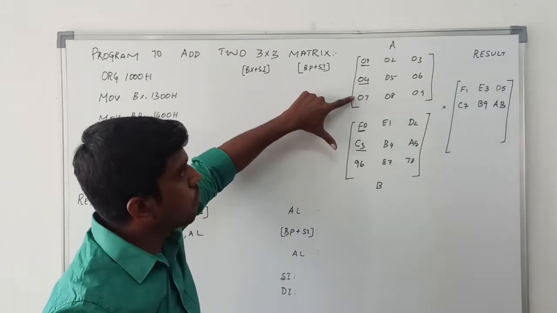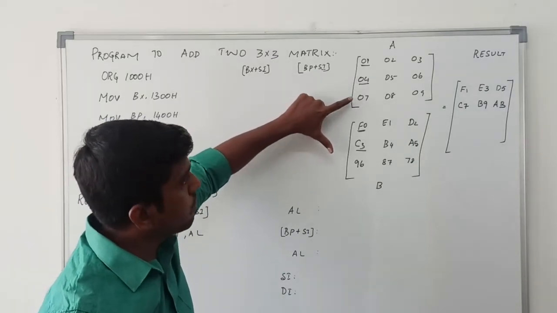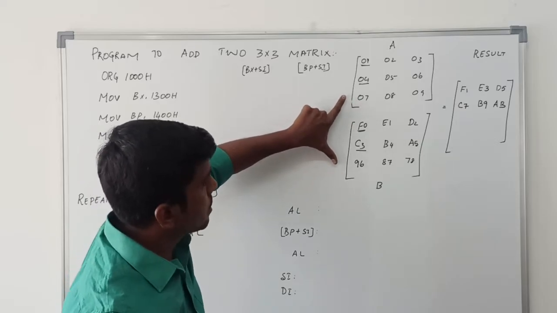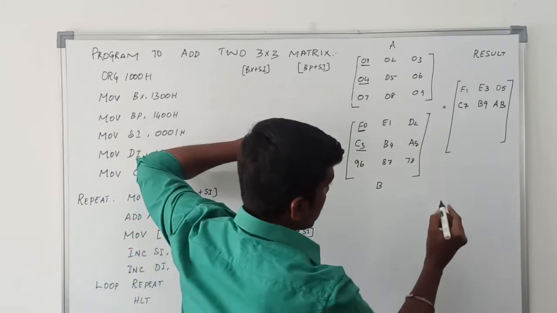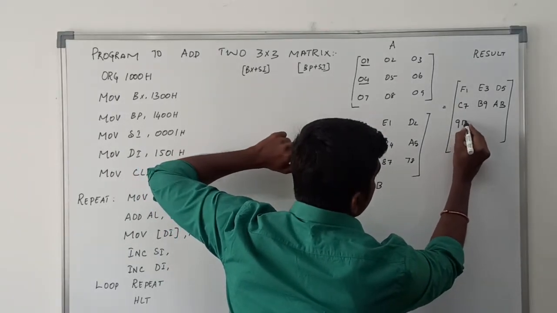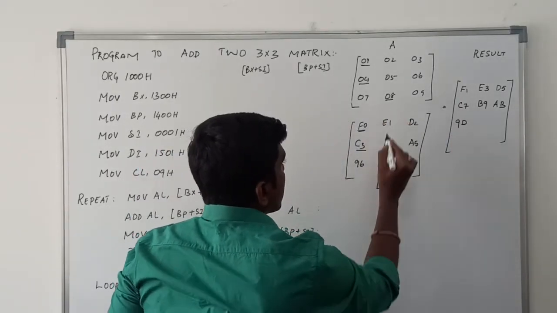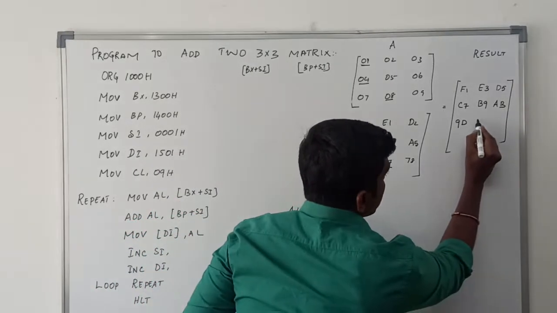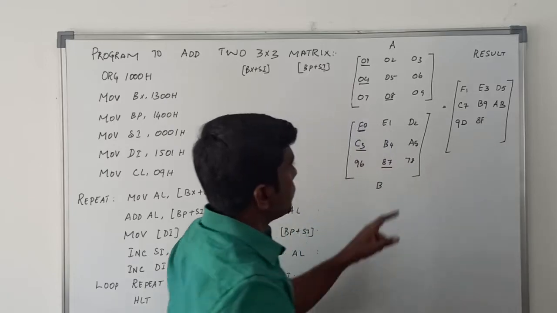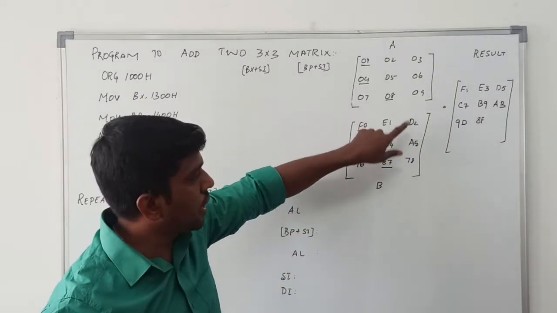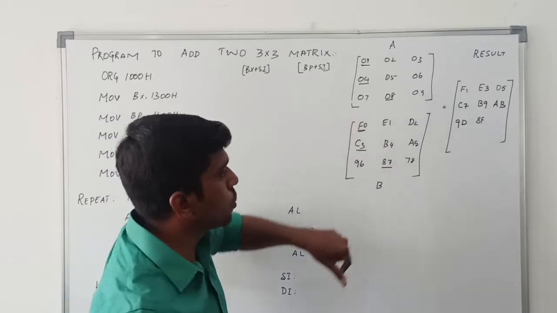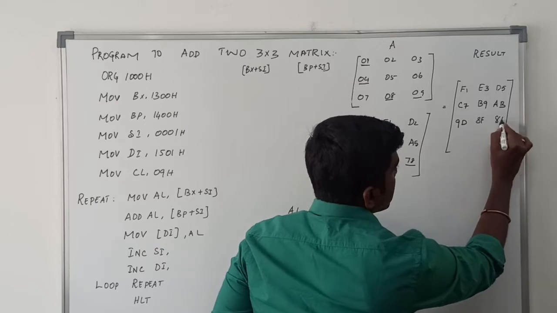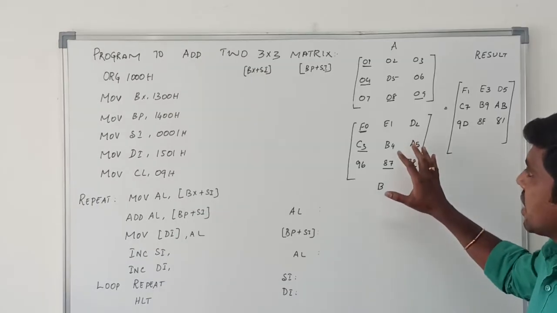Now we go to the third row of matrix A and matrix B. The first element is 07, and matrix B's first element is 96. Just add these two values. The result is 9D. The second element is 08 and 87. The result is 8F. The last element value is 09 and 78. Just adding these two element values, 78 plus 09, the result is 81. This is the manual calculation of the program.